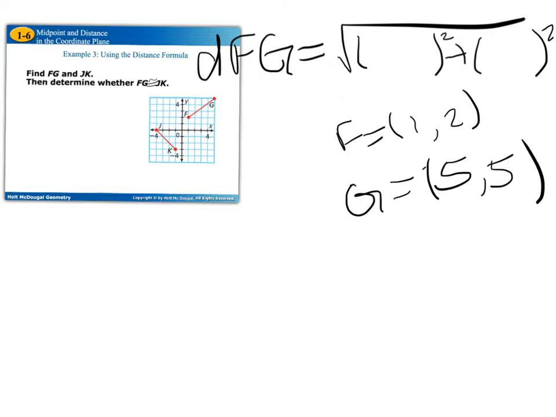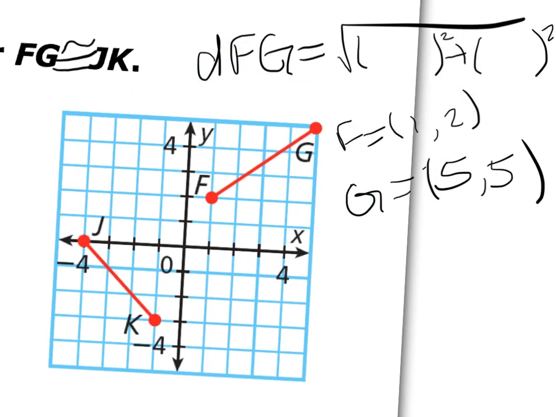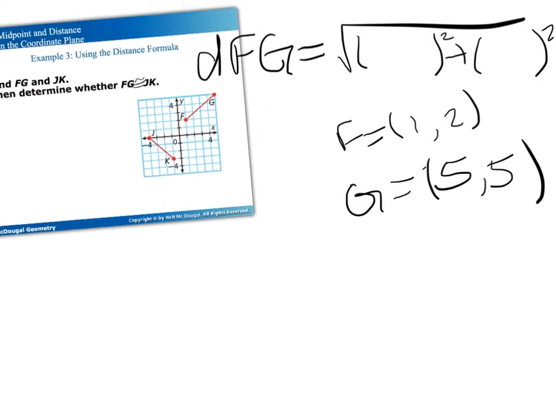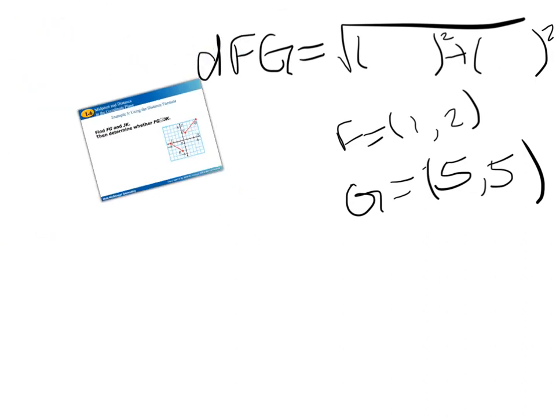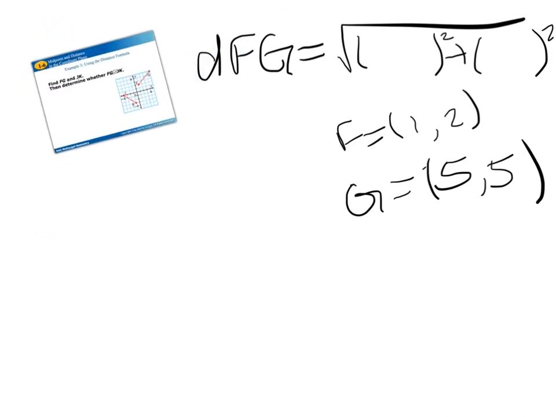If I look at my coordinate grid, I go over 1, up 2. Over here I went over 1, 2, 3, 4, 5, up 1, 2, 3, 4, 5. So F is (1, 2), G is (5, 5). I'm going to call this point 1 and this point 2, just because FG is written as 1, 2. It's just going to be easier to think about this.